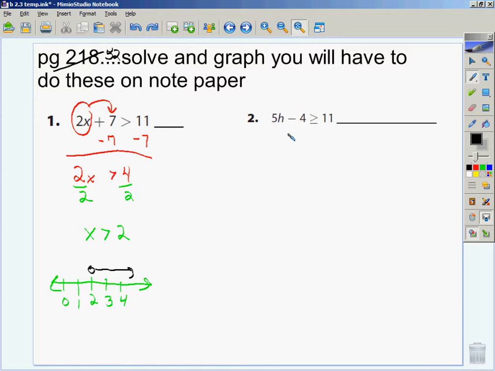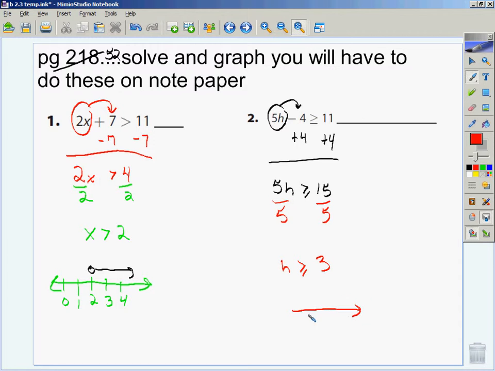On number 2, if I'm trying to get this variable by itself, I'm going to do what to get rid of the subtracting 4? Add 4 to both sides. I now have 5h is greater than or equal to 15. And I'm going to divide both sides by 5. H is greater than or equal to 3. Open or closed circle on the 3?